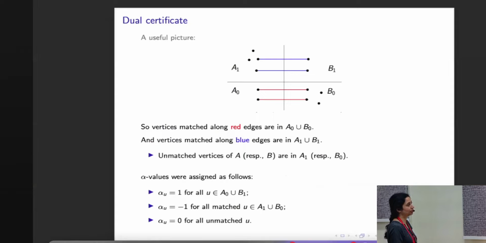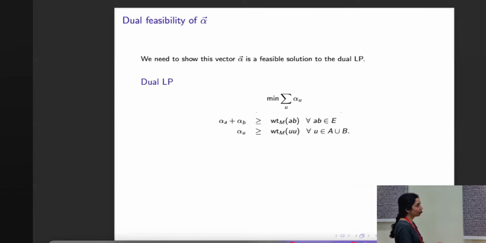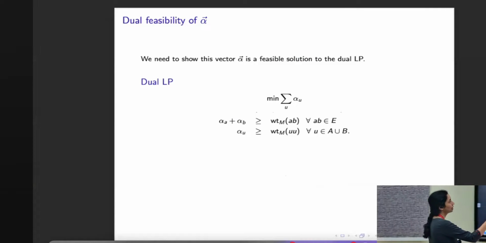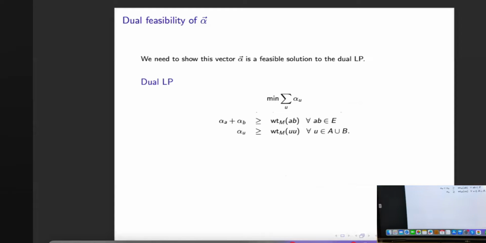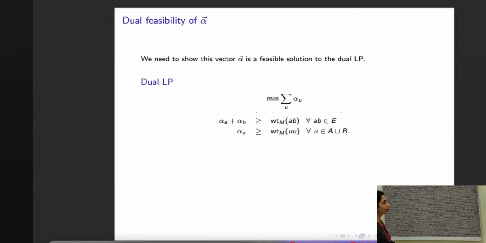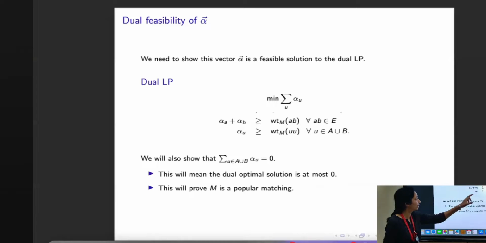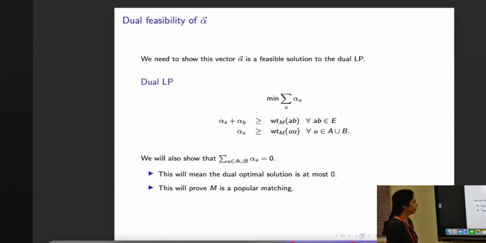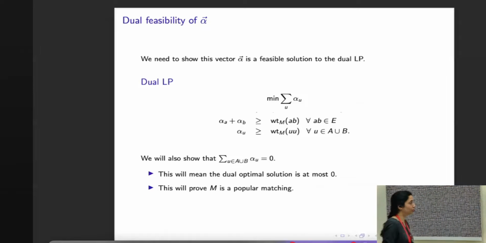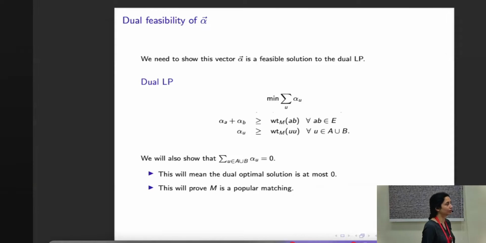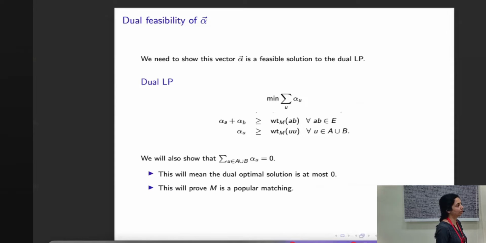So, we need to show this assignment of alpha values is a feasible solution to the dual LP. And we will also show the sum of all the alpha values, which is the objective function value, is 0. So, this will mean the dual optimal solution is at most 0, and that will prove M is a popular matching. Is this okay? This is the outline of our proof of popularity, a proof that M is indeed a popular matching.